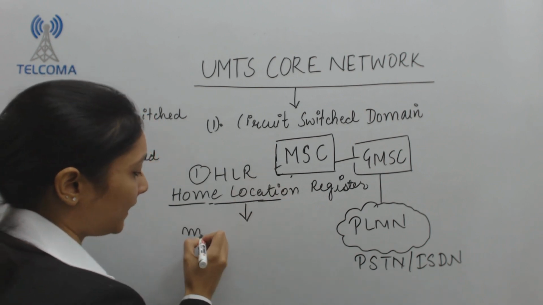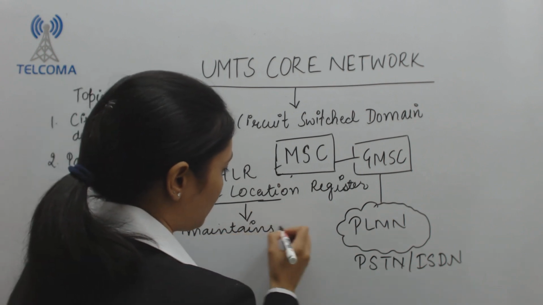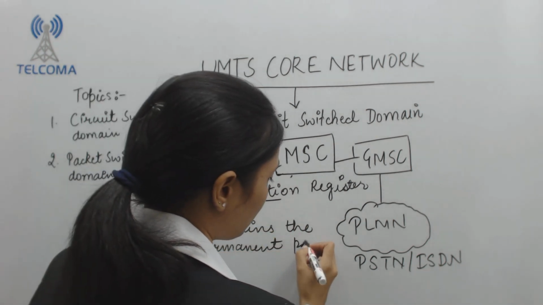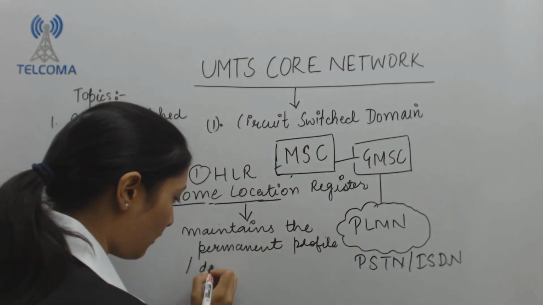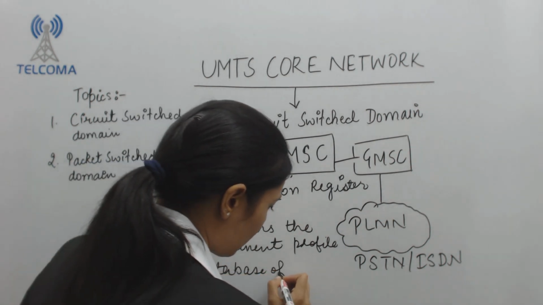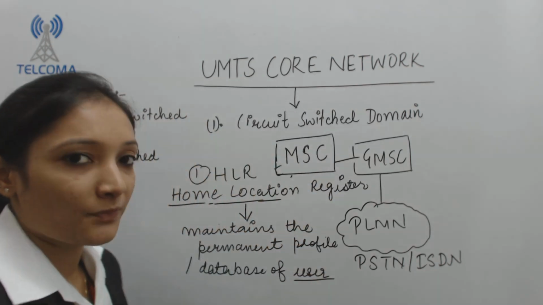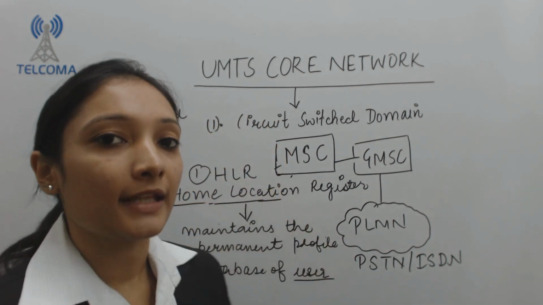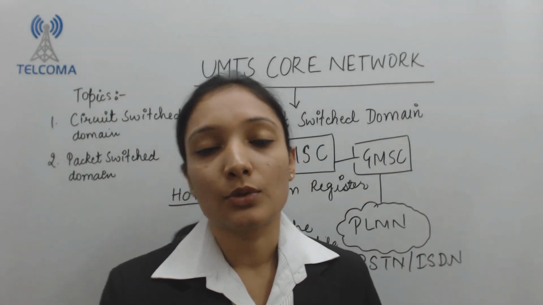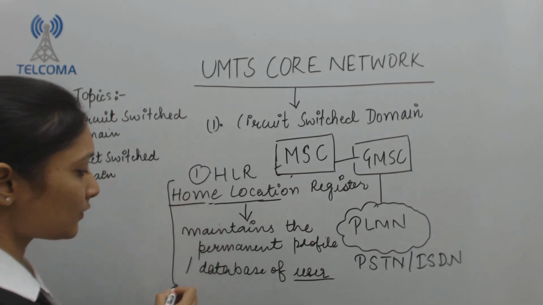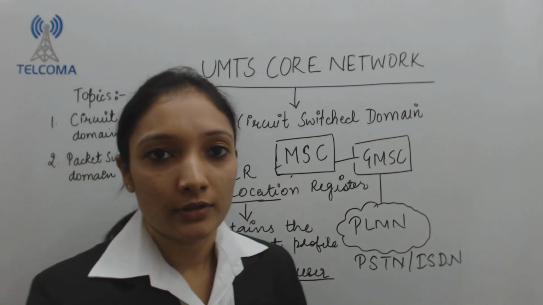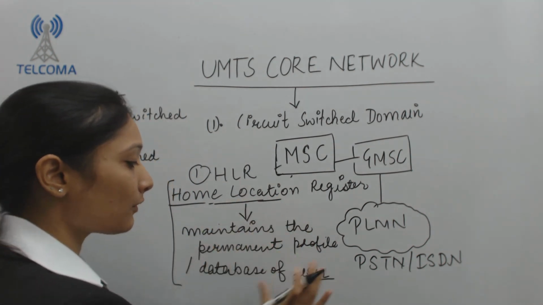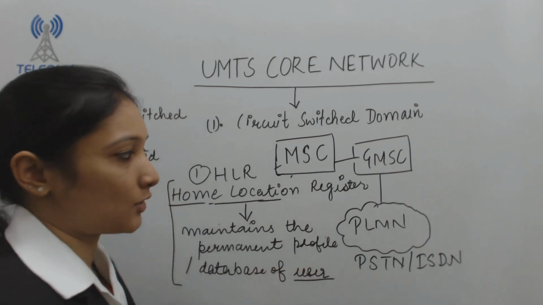Home location register maintains the permanent profile or database of the particular user. As soon as the user is subscribed to the services, his database will be updated by the HLR and it will be maintained by the HLR until the user is activated to the services. So home location register is our home network because we initially subscribe to our services from our home network. So it is maintaining the original, the permanent profile of a user related to his subscription information.